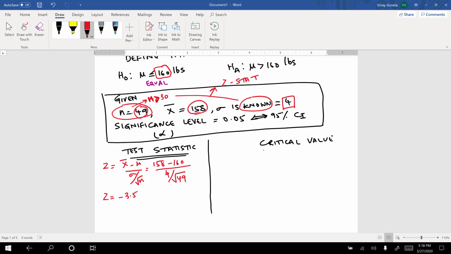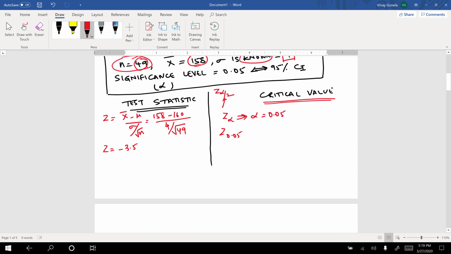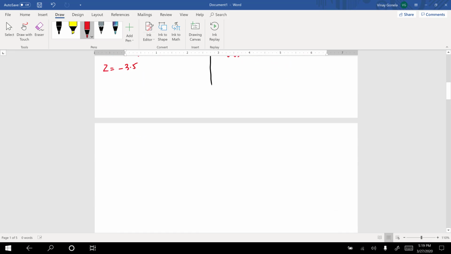Now the critical value. This is a one-tail problem, so the critical value would be z alpha, rather than in two-tail where we were using critical value z alpha over 2 because we were looking at both sides of the normal distribution curve. Now it is z alpha. Alpha is given as 0.05, so we are looking for z 0.05. What this means is that I can plot this on a normal distribution curve.